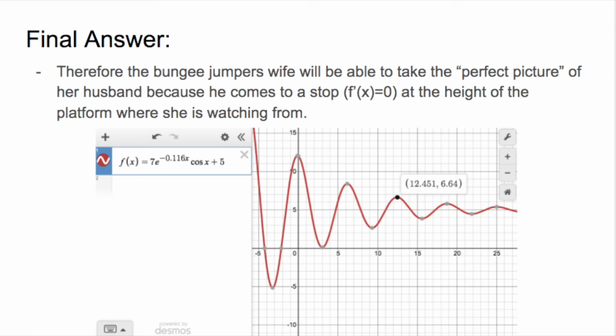So now we can write our therefore statement and say therefore the bungee jumper's wife will be able to take the perfect picture of her husband because he comes to a stop at the height of the platform where she is watching from. And again, just like part A, the Desmos representation of the function here confirms our x and y values, meaning that our answer is correct and she will be able to take the perfect picture.